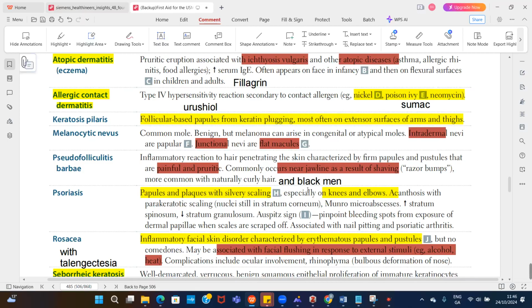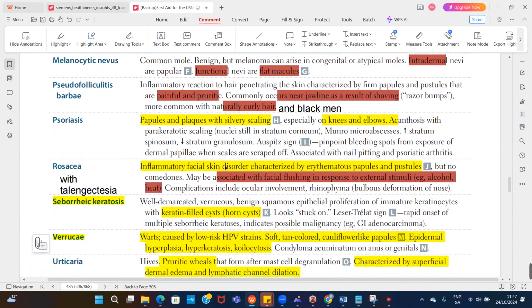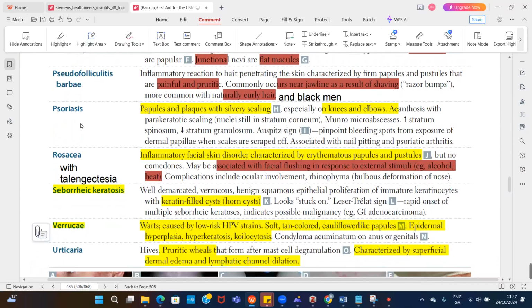So what do you do? You just tell them to stop shaving for at least 8 weeks, and the dermatologist is going to train them on how to shave properly to prevent the hair from coiling back to irritate the skin. So very common in people with naturally curly hair and people that are black. So don't forget pseudofolliculitis barbae.